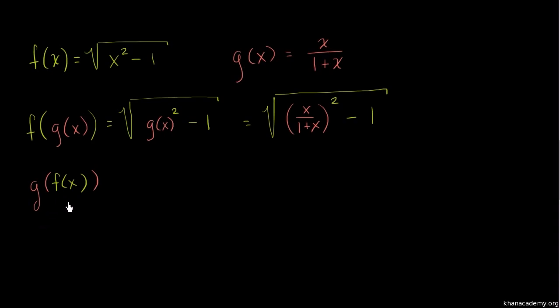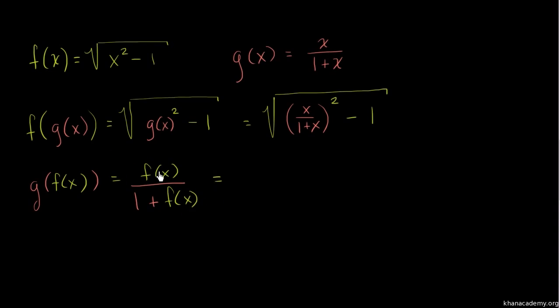Well, f of x is now the input into g of x. So everywhere we see the x here, we'll replace it with f of x. So this is going to be equal to f of x over, let me do it in the same color so you can appreciate it better, f of x over 1 plus f of x.